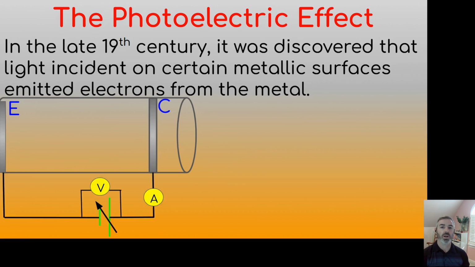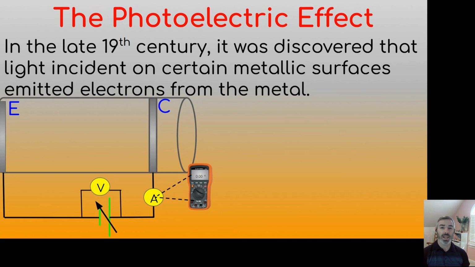Then both of those plates are connected to a variable voltage source, and we set an ammeter that's hooked up to the circuit outside of the vacuum tube so that we can measure currents from the light emitting those electrons. When there's no light on the emitter plate, the current is going to read 0.